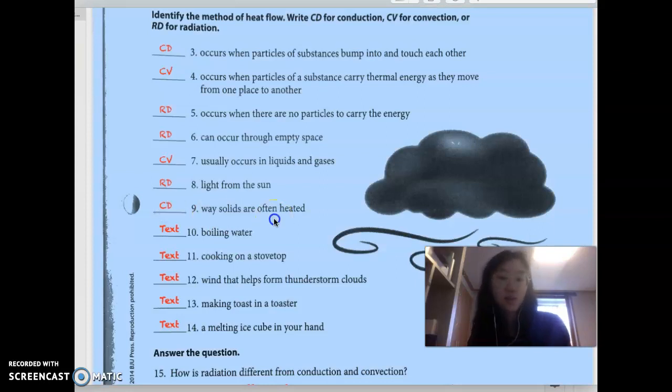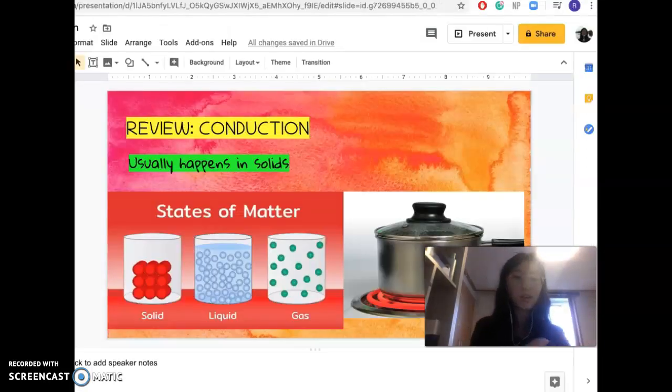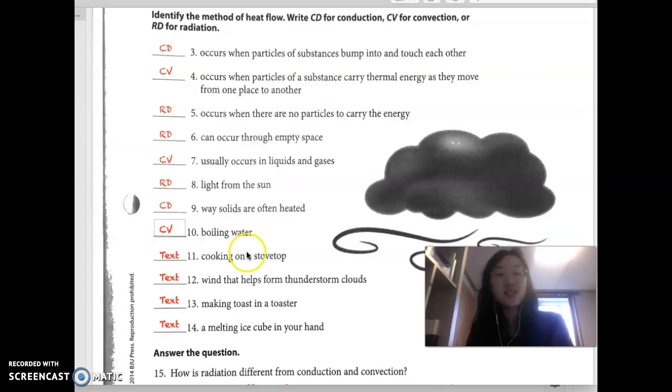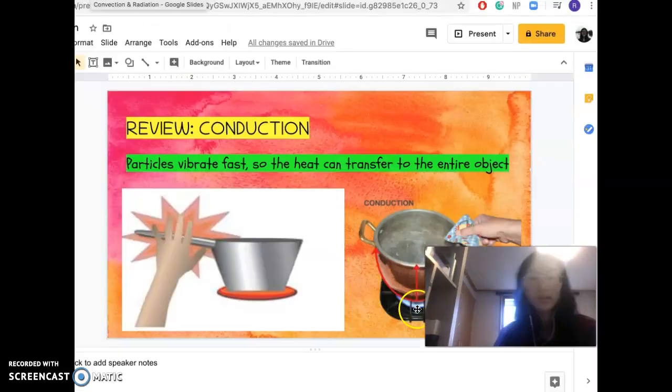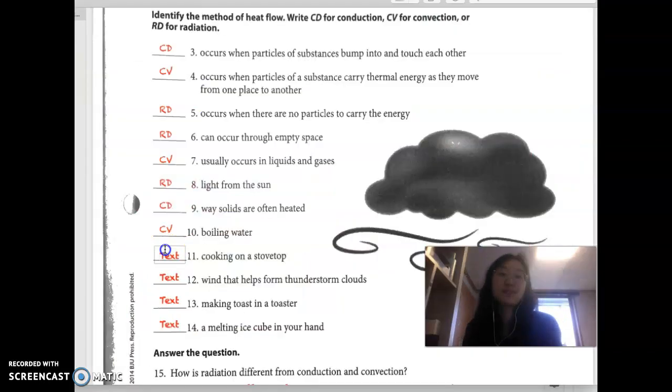Number 10, boiling water. Think about all the currents. What are those currents called? Convection currents. Number 11, cooking on a stovetop. So cooking eggs. How does the heat transfer there? Fire's touching the pan directly, so that is conduction.